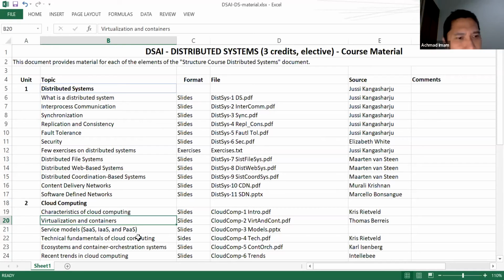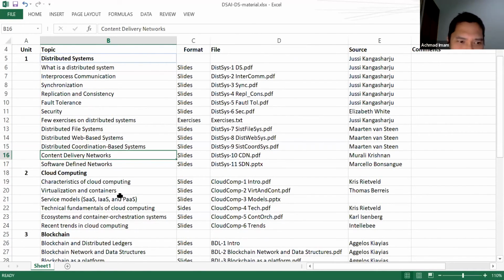And for cloud computing, we also have another course for undergrad. The topics are similar, but the content is different. I think we use different books and examples. But for blockchain, we don't have any at the moment, and I think we will try to create a new one based on this.